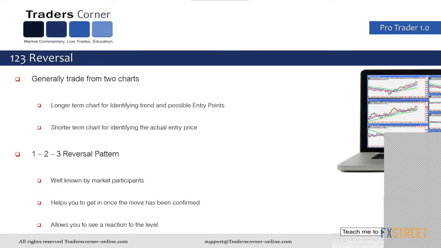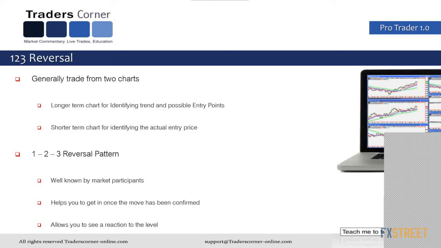Well, basically, for a 1-2-3 reversal, we generally trade from two charts. We have a longer term chart for identifying the trend and the possible entry points. Once we have the trend, so which way the market is going, and we have our entry point being a support or resistance level, then we drill down to a lower time frame, a shorter time frame. So, for example, if we were trading a daily chart, we may drill down to the 4-hour time frame or maybe even the 1-minute time frame to look for our entry point.